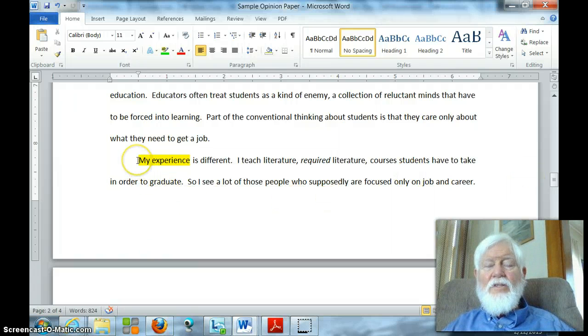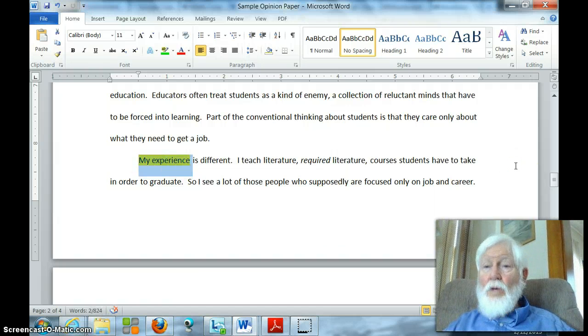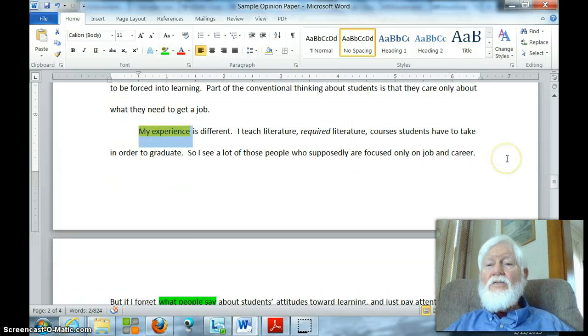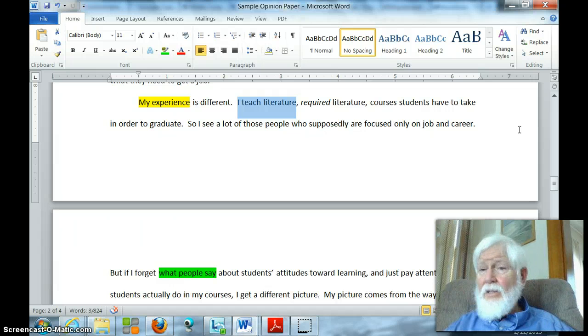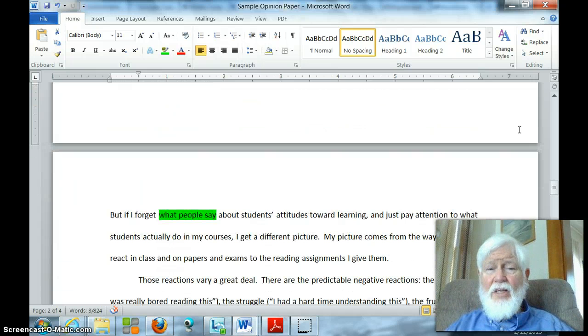Now we start to focus on the writer. My experience is different. What are we doing here? We're moving into the I say part of the paper, right? Very important. This is one of the requirements for your opinion paper. You've got to summarize what they say, then you've got to state what you say. My experience is different. And the my or the I here is somebody who teaches literature. All right, so we've got another one of these educators, but this is a specific educator, all right, who has a different thing to say on this subject.